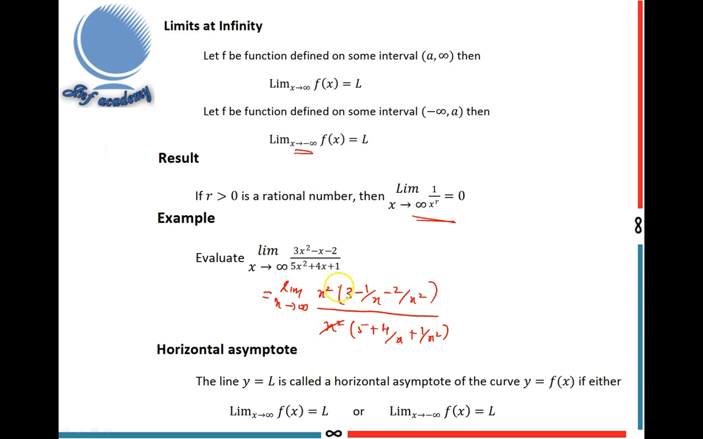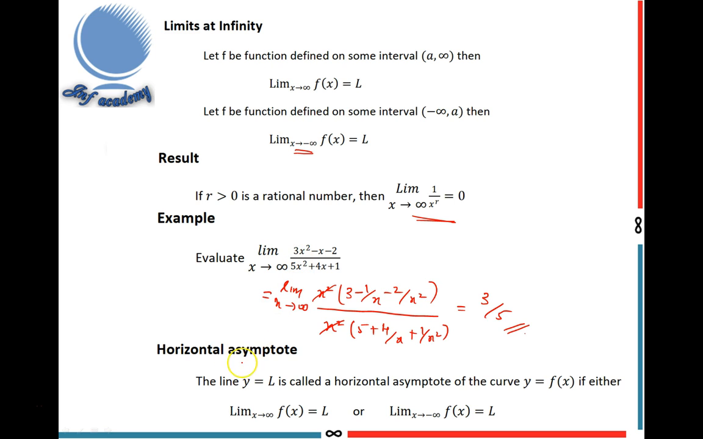Here x square cancels, and by using the result limit as x tends to infinity of 1 by x power r equals 0, each of these terms is 0. Finally I got 3 by 5. So the final answer is 3 by 5.